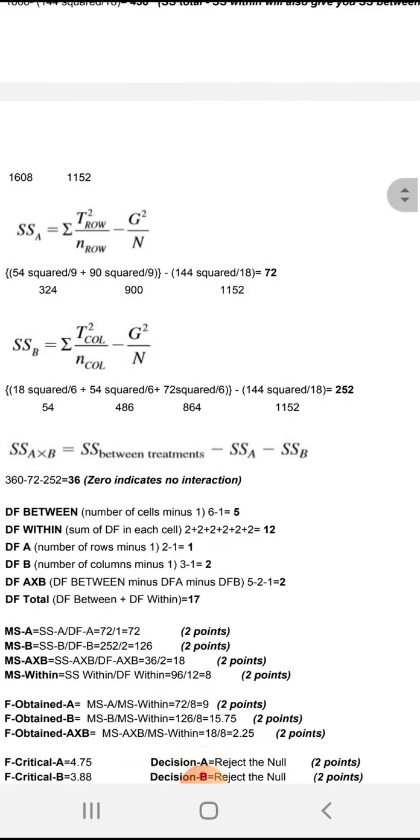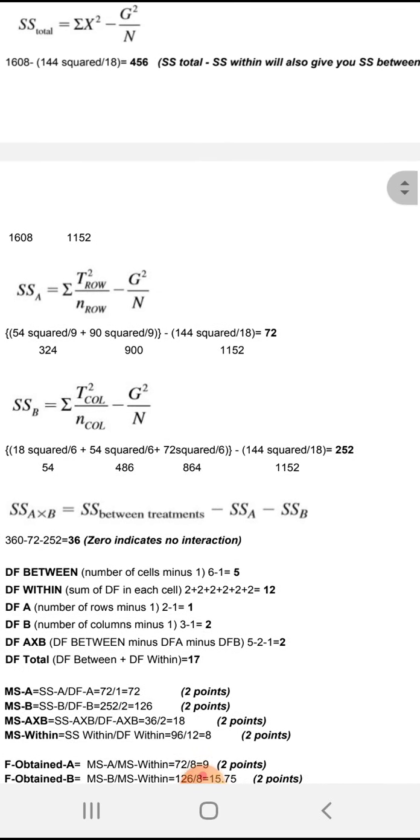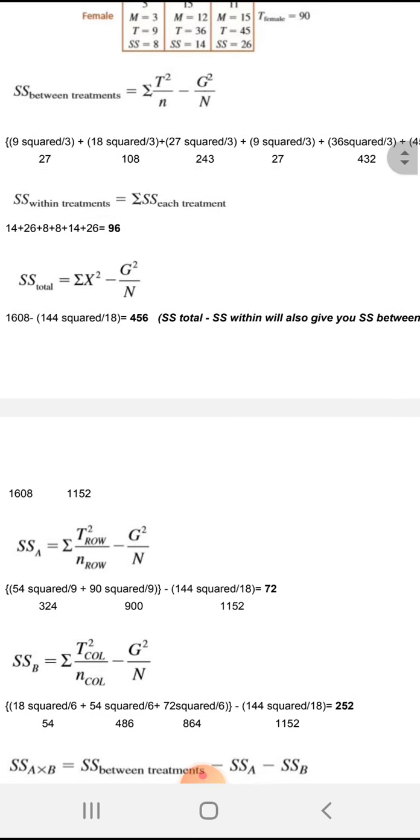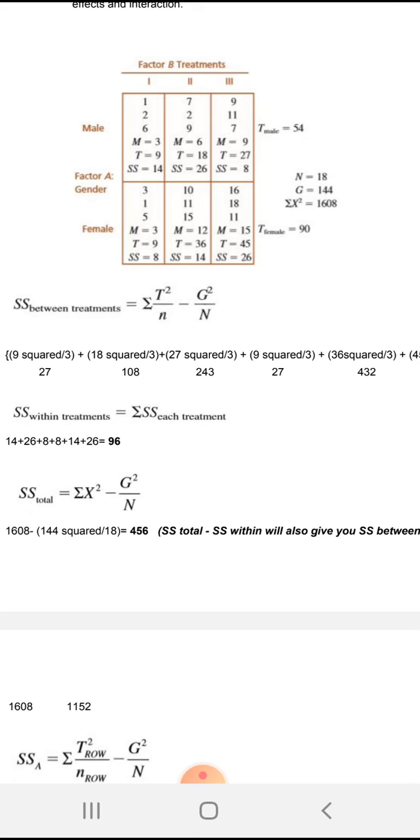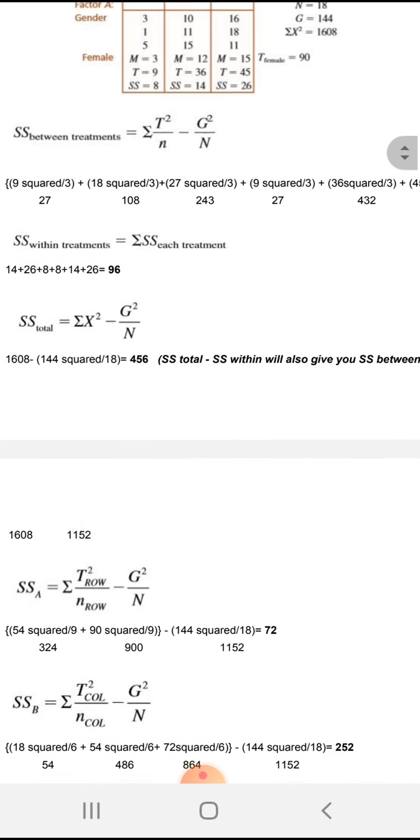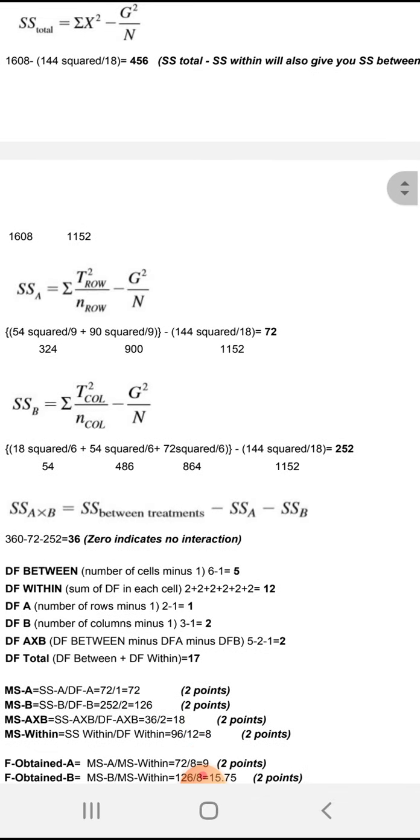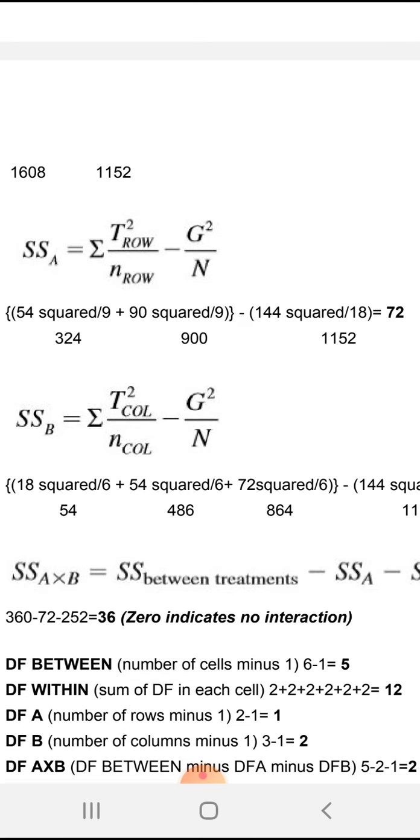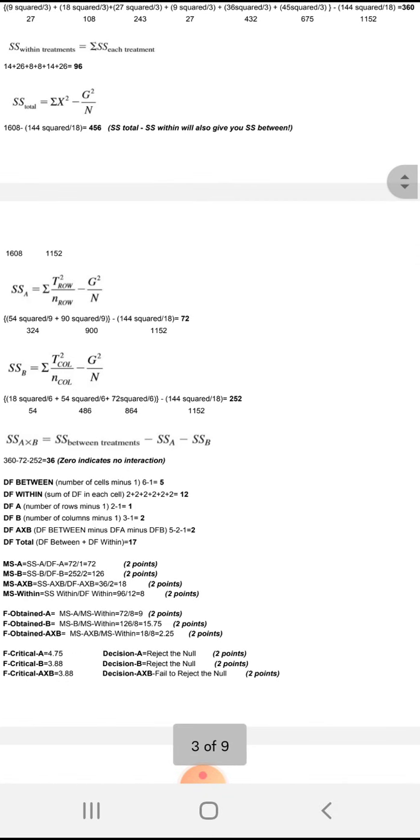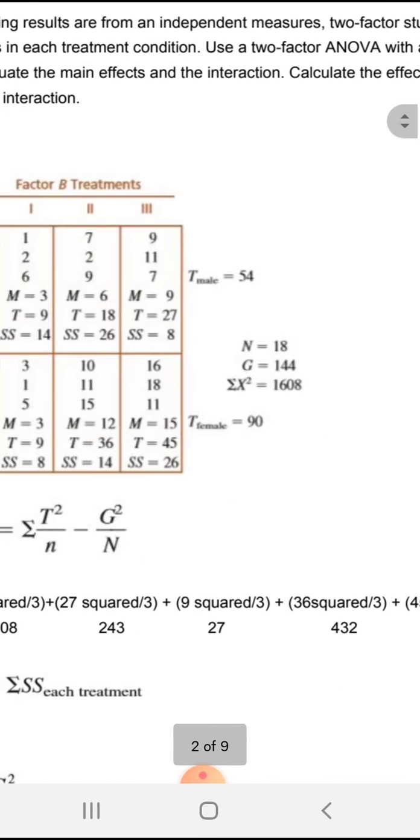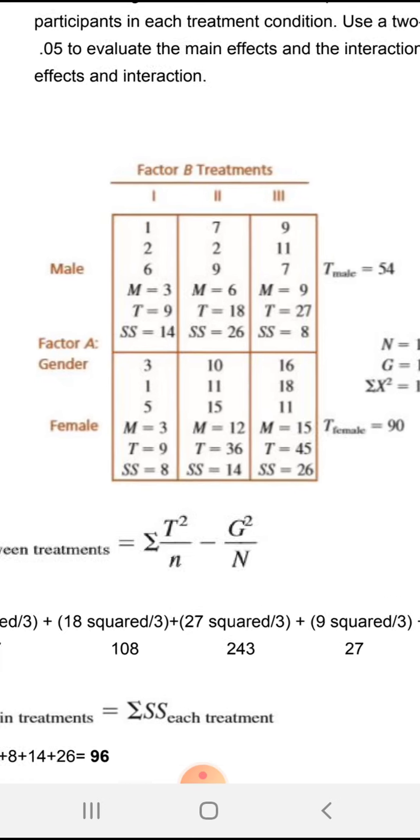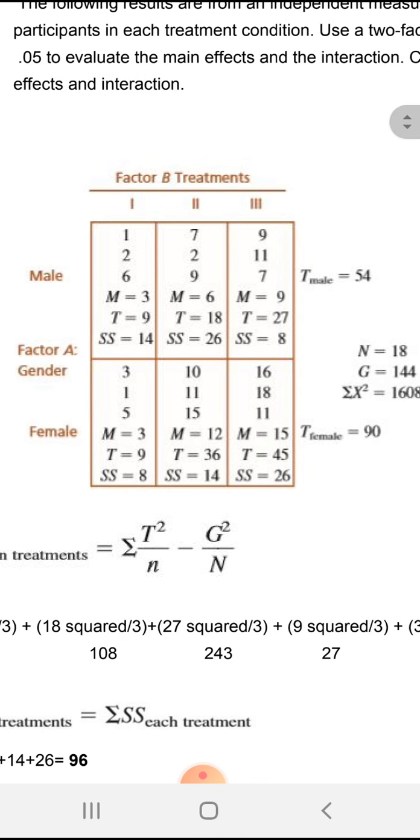Next, you have to get SSA, SSB, and SSA by B. All these sums of squares are basically slicing your SS between treatments into the different factors and into the interaction. For SSA, it's the T squared of the row divided by n of the row, minus G squared divided by N. The way you look at that on the table is rows go left to right, and columns go top to bottom. So there are two rows: a row for male and a row for female.